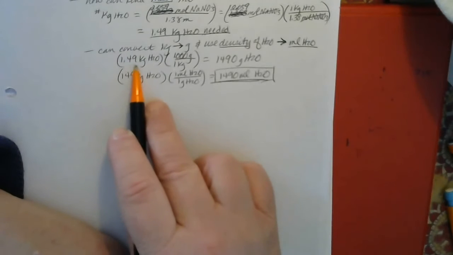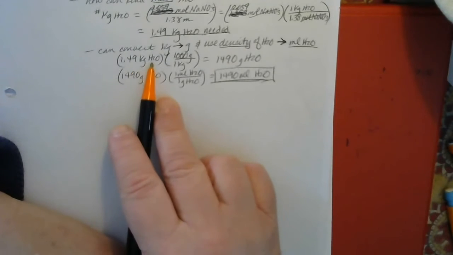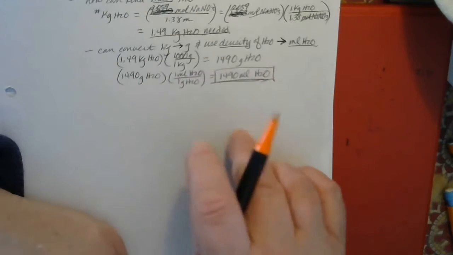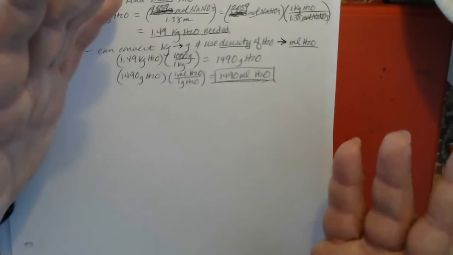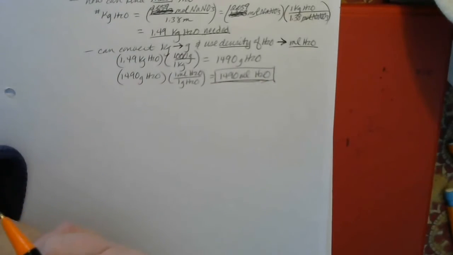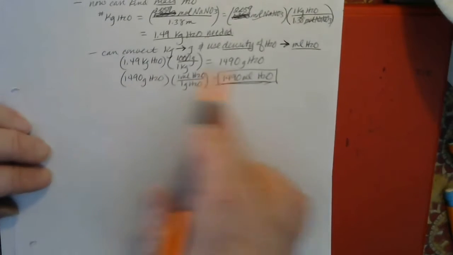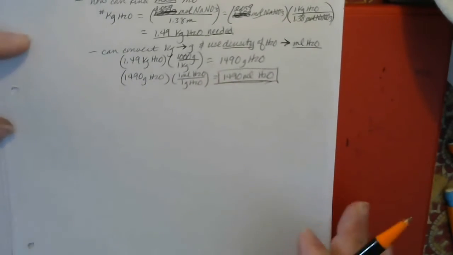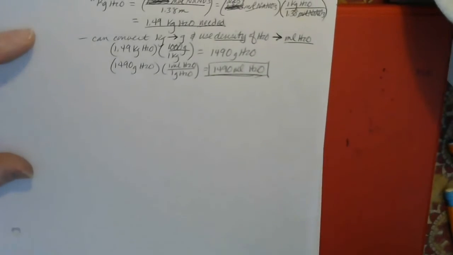So we could have gone straight from 1.49 kilograms of water to 1.49 liters of water. And we could have left it that way because liters is a volume, and I didn't specify what units I wanted for the volume. But this would be the more familiar way. If you're actually measuring it out in the lab, you're going to be measuring it out in milliliters. So you'd probably want it to be milliliters.